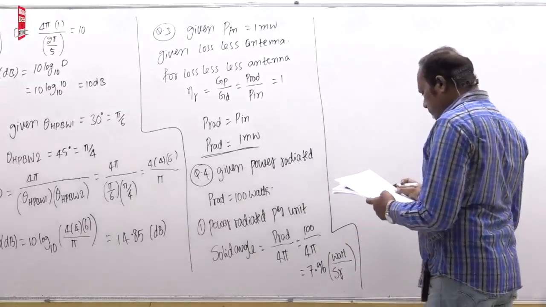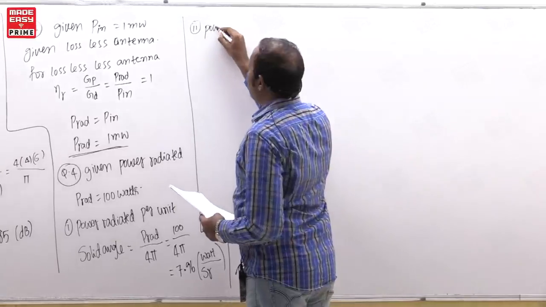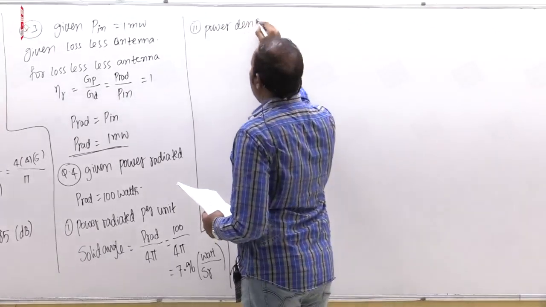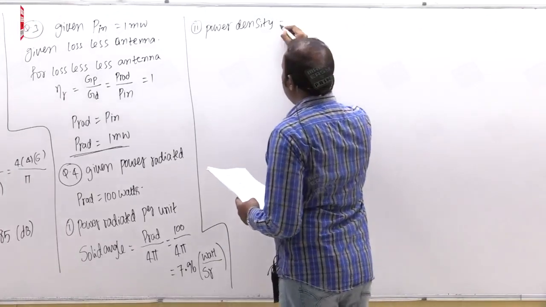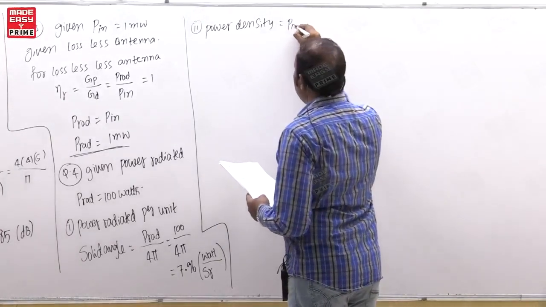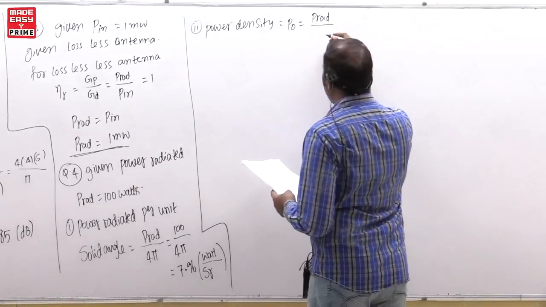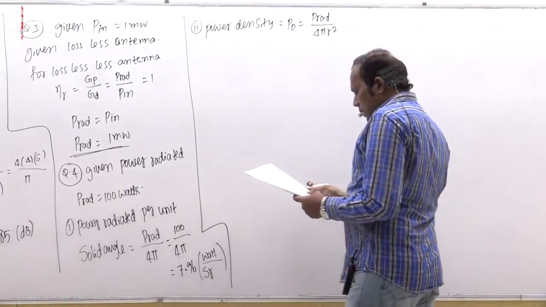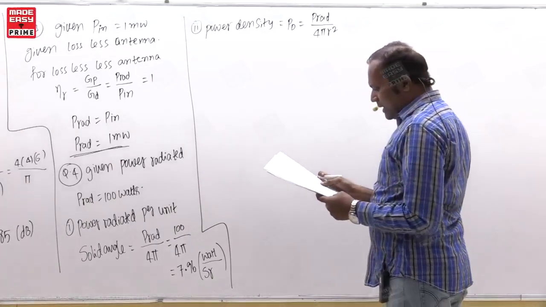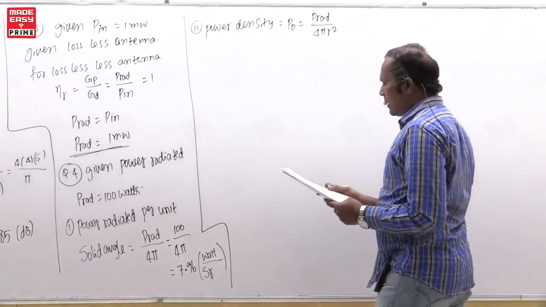Okay. Now he is asking what is the power density, dear students. You know that power density PD is equal to total power radiated divided by 4 pi r square. Actually the power density at r equal to 10 kilometer distance from the antenna is asked.